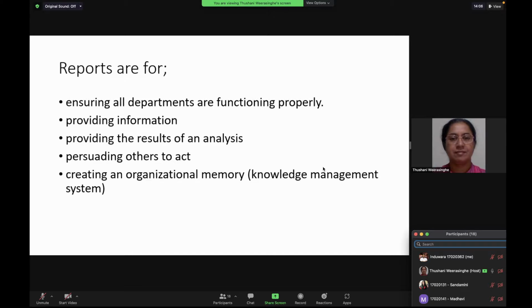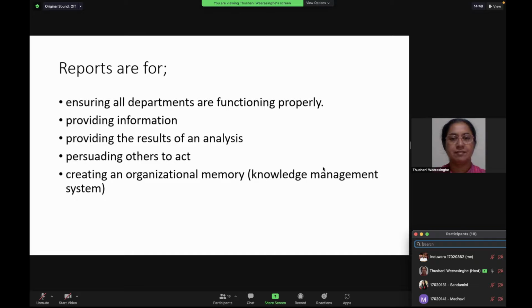Reports provide the results of an analysis, and help others understand what is happening there. Even if you have encountered a problem and you go to your boss and try to explain it, they will not understand what you are saying. Then you need some kind of a tool to show them. Reports help you show them and help them understand what you speak about.